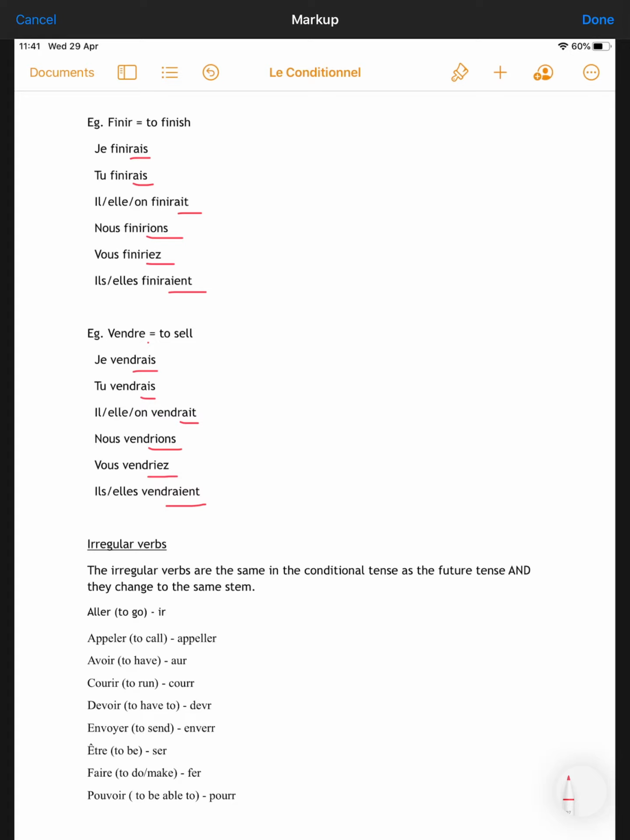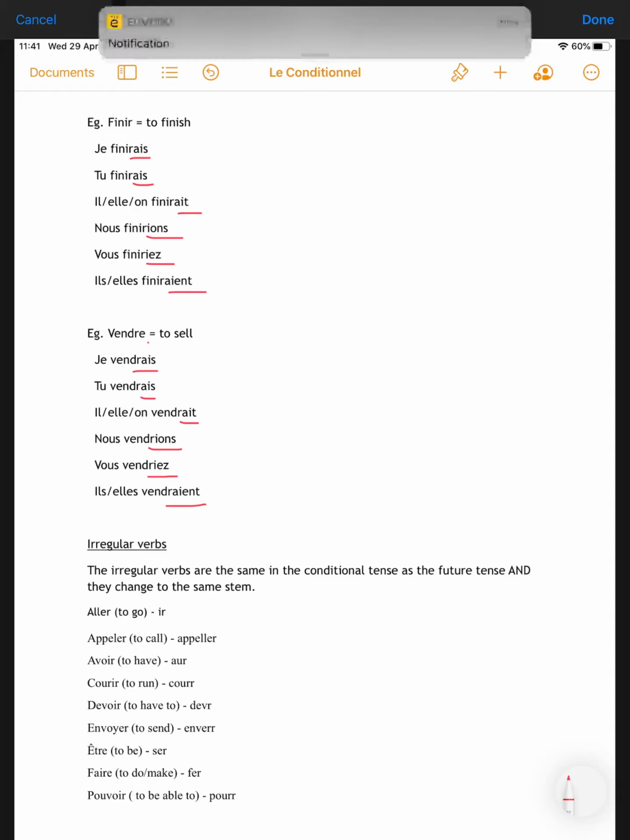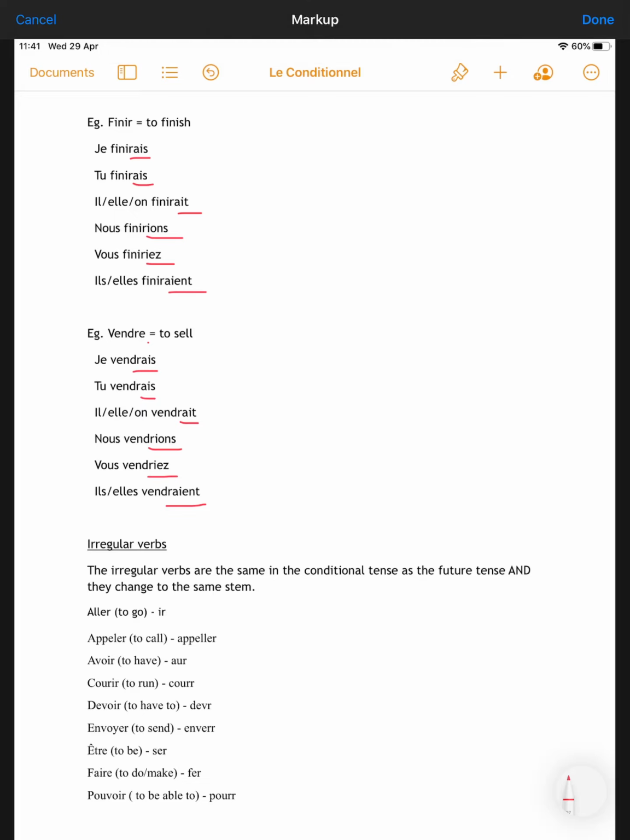For the irregular verbs, the irregular verbs are the same in the conditional tense as the future tense, and they change to the same stem. So good news there. The same verbs that are irregular in the future are irregular in the conditional tense, and they change to the same stem. So you already have these learned. You'll notice the list is exactly the same.